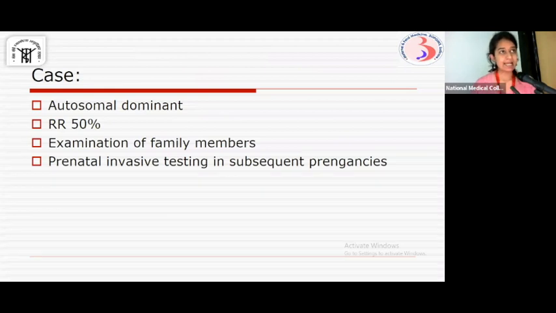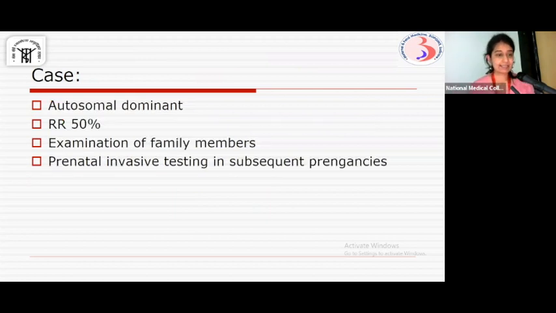In this case, as myotonic dystrophy is an autosomal dominant condition, there is a recurrence risk of 50%, and other family members can be affected. So examination of all the family members is important, and prenatal invasive testing is required in subsequent pregnancies to pick it up earlier.